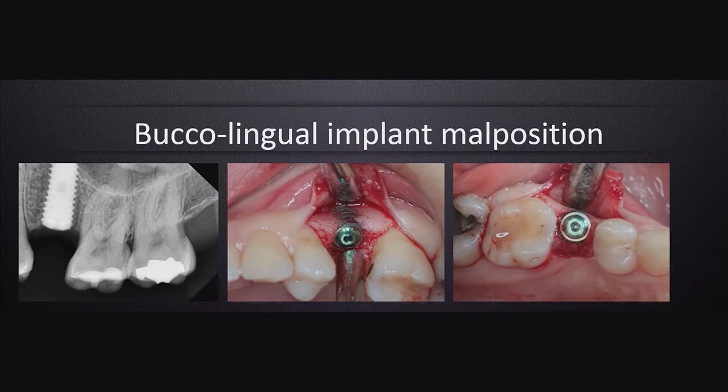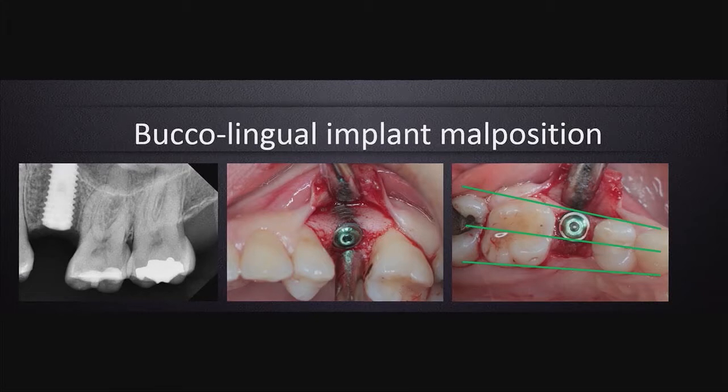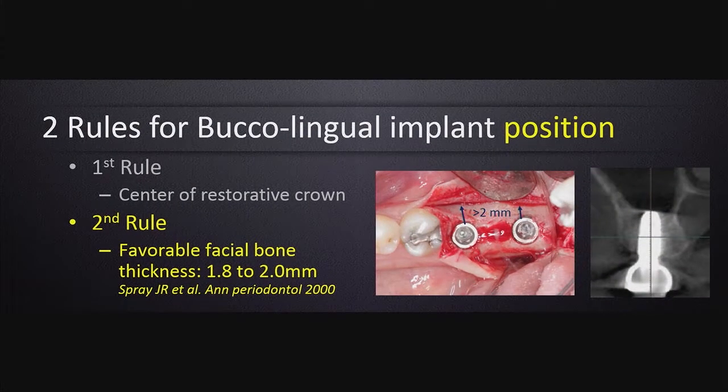From the occlusal view, we can see that the position of the implant is placed too far toward the buccal side. If this were your patient, would you feel comfortable to put the crown on this implant? Do you? No, right? Because if we place the crown on that implant, we might face the problem of prosthetic complication.